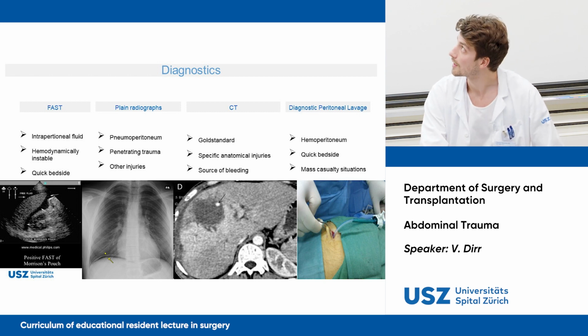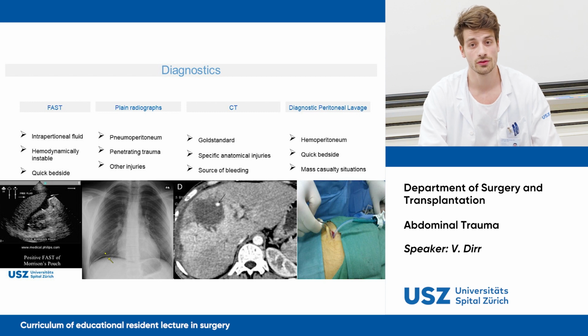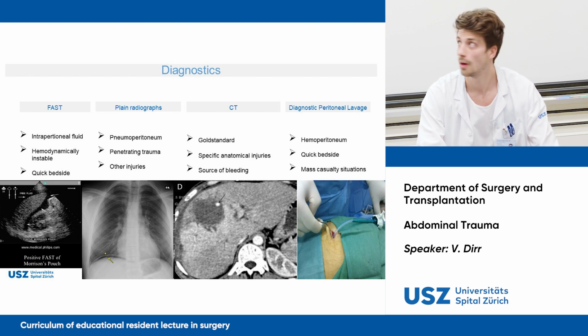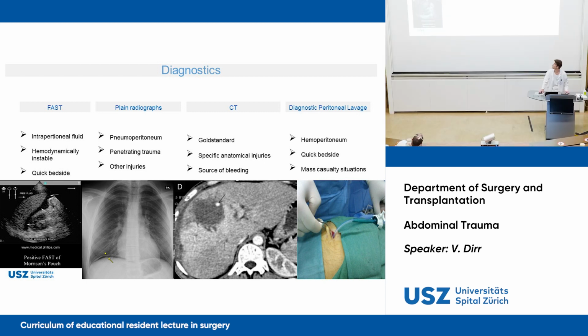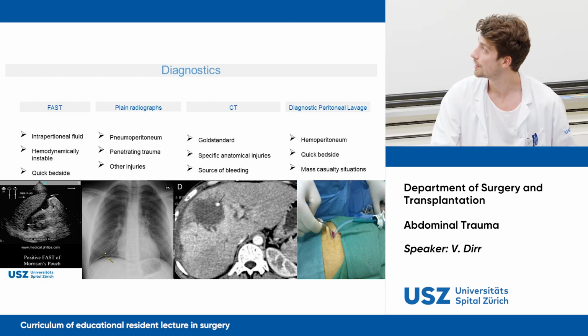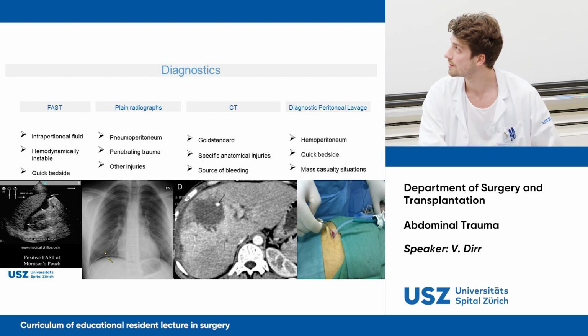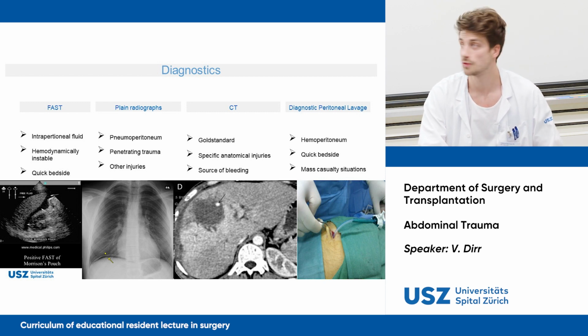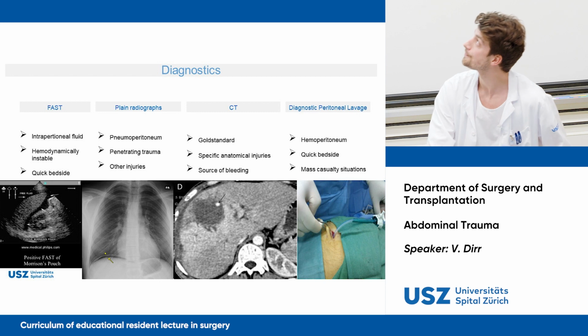So plain radiographs play a minor role today in the diagnostics of abdominal trauma, but sometimes they can be helpful in case of penetrating trauma, because they can indicate pneumoperitoneum, for example. They can also help us to identify other injuries like rib fractures. There's a picture of a chest X-ray where you can see free air just below the diaphragm.